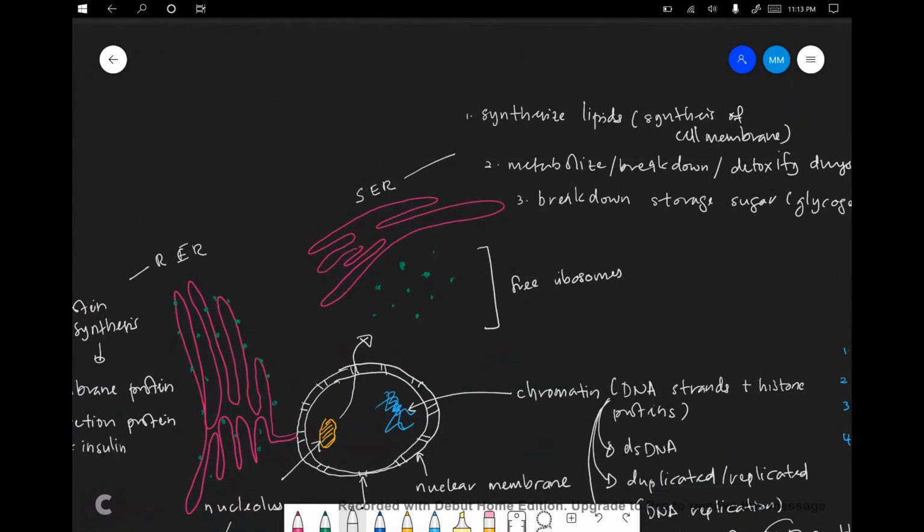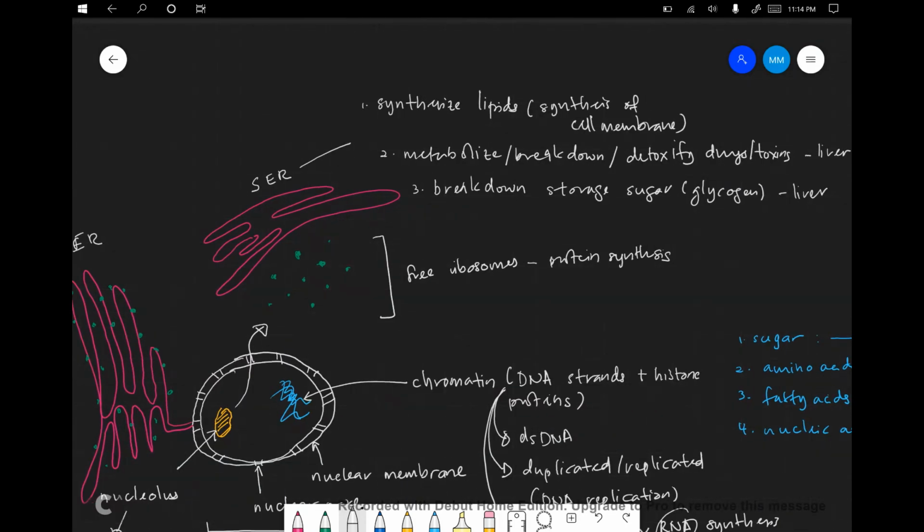Now, what is left? The last one we should discuss here before we move on to another organelle is our free ribosomes. So what is the function of this free ribosome? It is, of course, related to protein synthesis. But now, the kind of proteins that free ribosomes are responsible to synthesize are those that should be maintained in the cytoplasm.